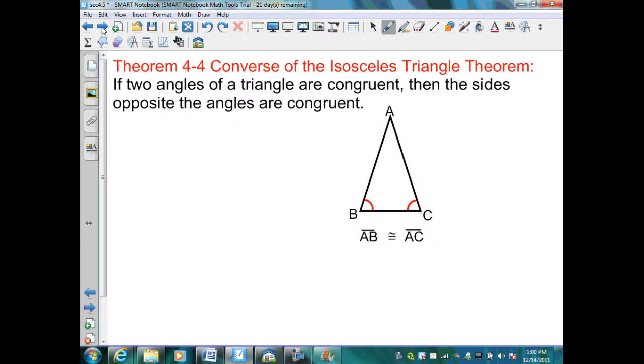As in previous sections, if we've generated a theorem, a lot of times it's very important to also state the converse of that theorem. We have on our Theorem 4.3, if P then Q, the converse would be if Q then P. So now, using the isosceles triangle theorem, I can state the converse, which is if two angles of a triangle are congruent. So here, I have triangle ABC. I have angle B congruent to angle C. If this is true, then the sides opposite those angles are congruent. Therefore, the sides opposite, which would be AB, is congruent to side AC.